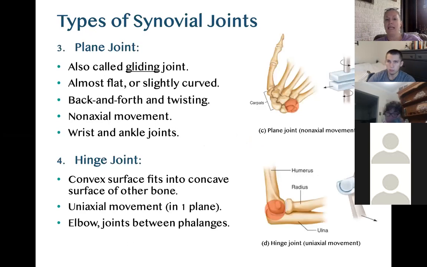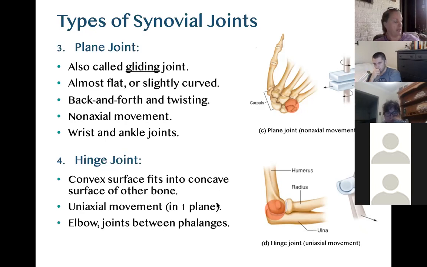Then you have plane joints, and these are gliding joints. This really doesn't allow very much motion at all. This is going to be like those flat bones, the carpal bones in your hands. They move a little bit to give your hands some flexibility, especially for gripping, but the amount of motion that you get in your carpal bones is very, very limited.